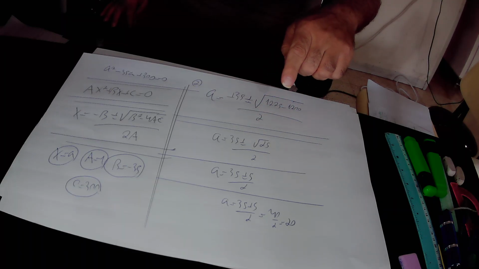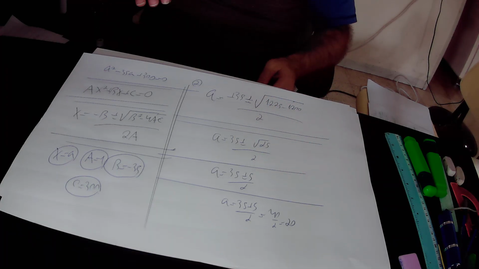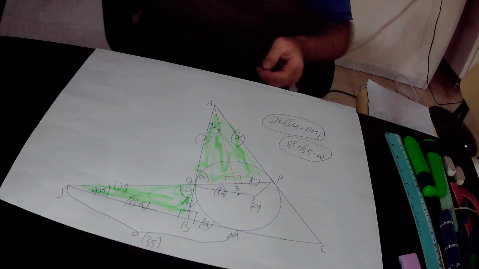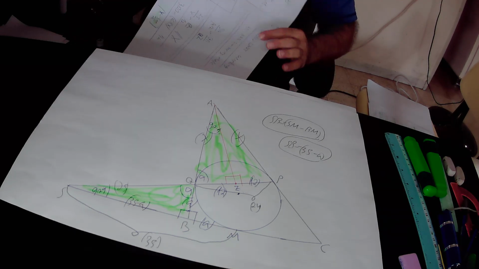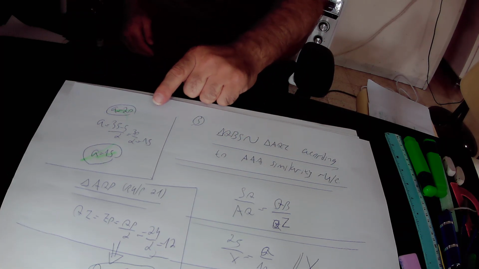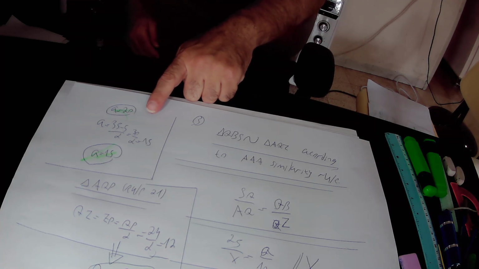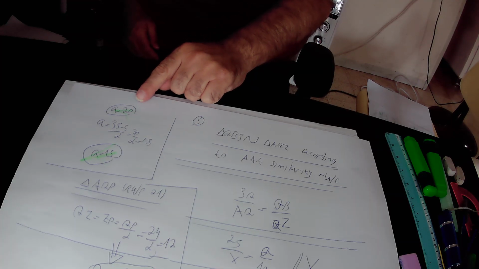The first solution for a is that a equals 35 plus 5 over 2. 35 plus 5 is 40, and 40 over 2 is 20. So the first solution for a is that a equals 20. The second solution for a is that a equals 35 minus 5 over 2. 35 minus 5 is 30, and 30 over 2 is 15. So the second solution for a is 15, and the first solution for a is 20.